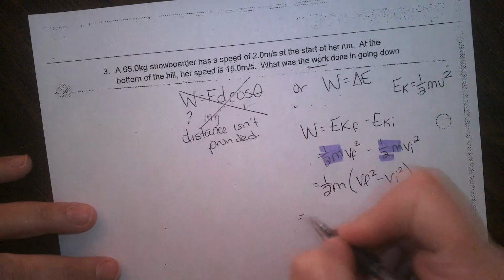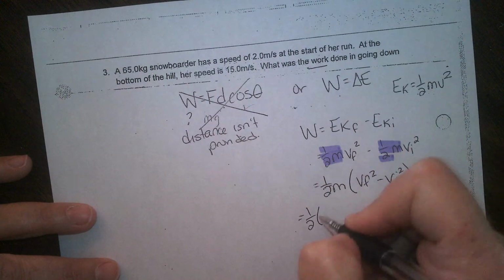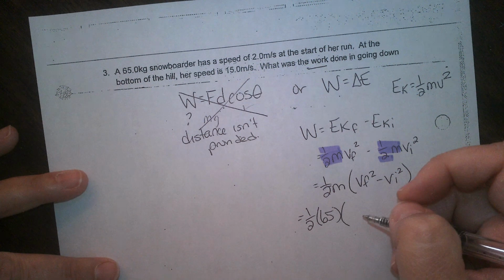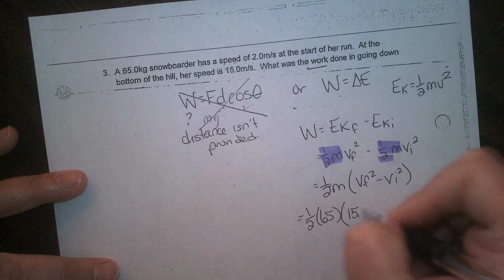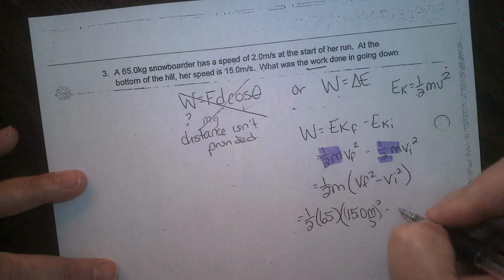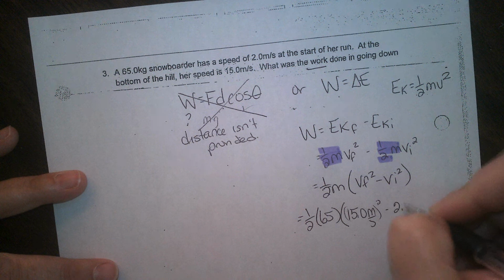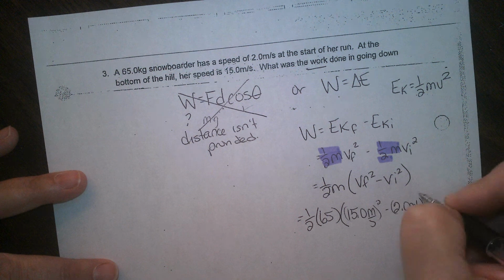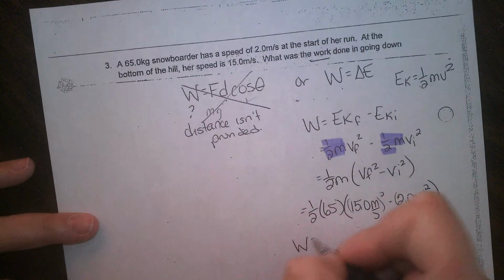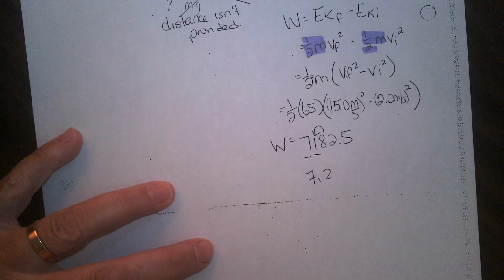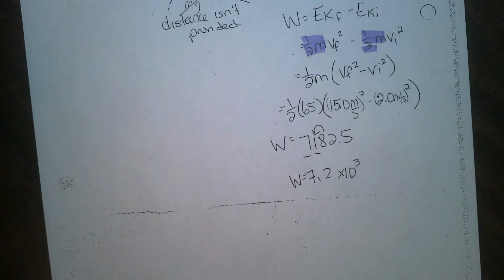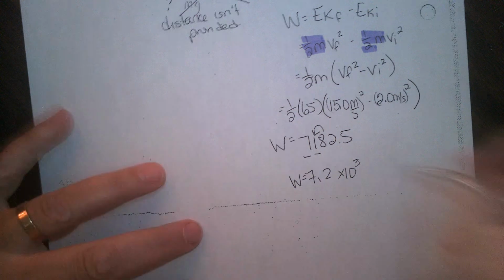Okay? So I'm going to have 1/2 times 65 kilograms multiplied by, at the bottom of the hill, she was going 15 meters per second. And I'm going to make sure that that's squared. Minus what she started with, 2.0 meters per second. I'm going to make sure that's squared. And then I'm going to do my solving. Times 10 to the 3. What unit? Bless you. Joules.